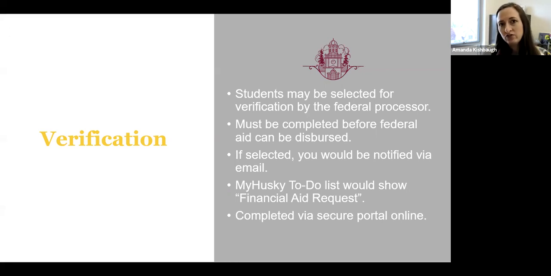It's important if you are notified about selection for verification to follow through on those tasks. We will email the student. We may also text them notifications to prompt them to go into our secure system. They can also view the to-do list items in their MyHusky account, but the portal itself where they're going to complete this is a secure portal, so you can feel safe uploading any tax information that is requested or any other family information that's required. We cannot disperse or pay financial aid, federal financial aid, until this process has been completed. So it's very important to take action on that notice right away.